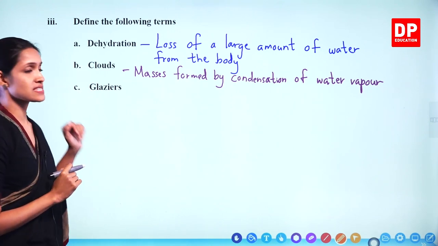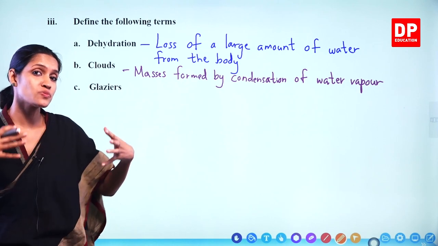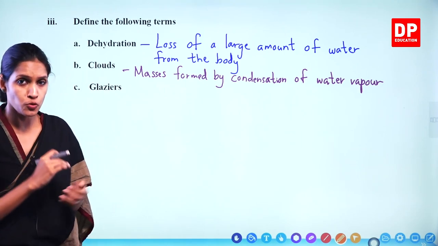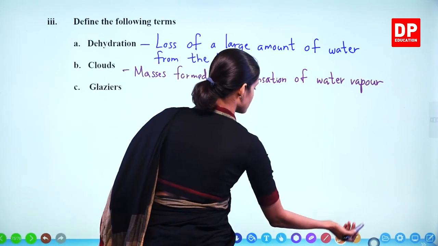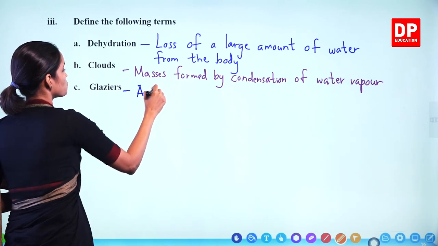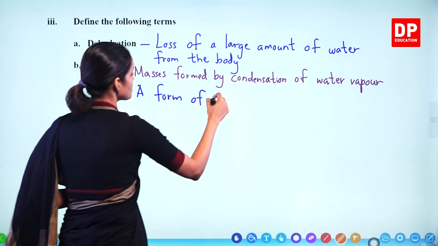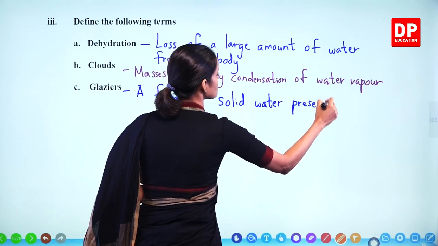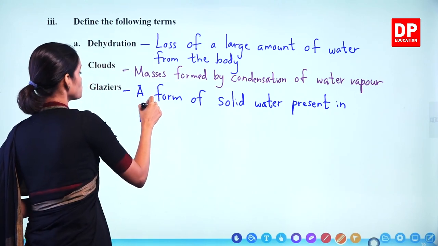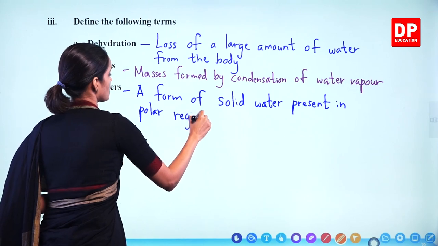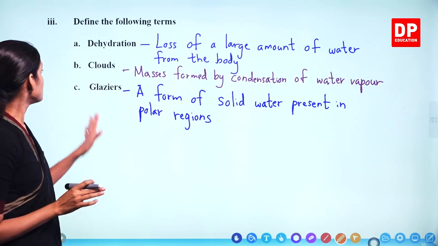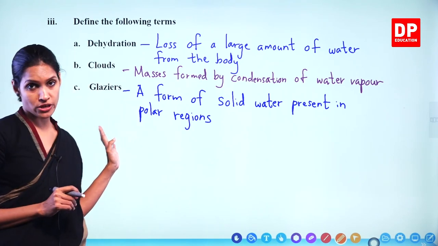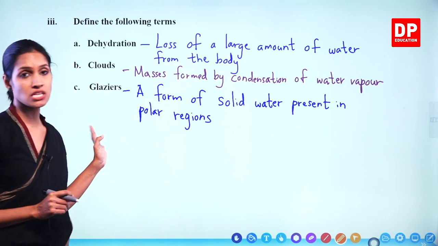Okay, the next one, glaciers. What are glaciers, children? Glaciers are huge ice mountains present in polar regions, right? So we can consider glaciers a solid form of water present in polar regions. We will write that. Glaciers, a form of solid water present in polar regions, North Pole and South Pole. Understand? Dehydration, loss of a large amount of water from the body, clouds are masses formed by condensation of water vapor, and glaciers are a form of solid water present in polar regions.